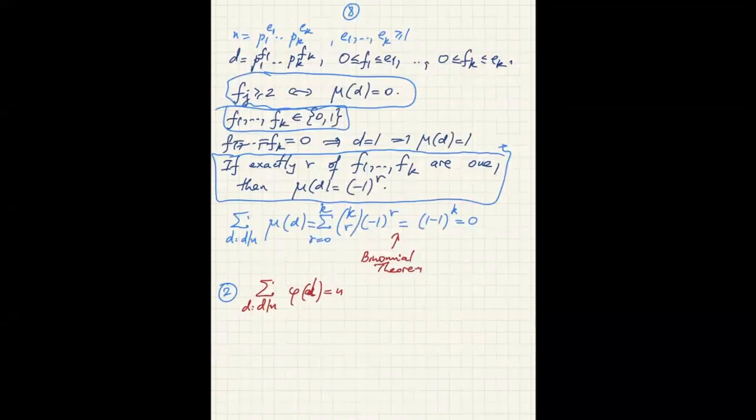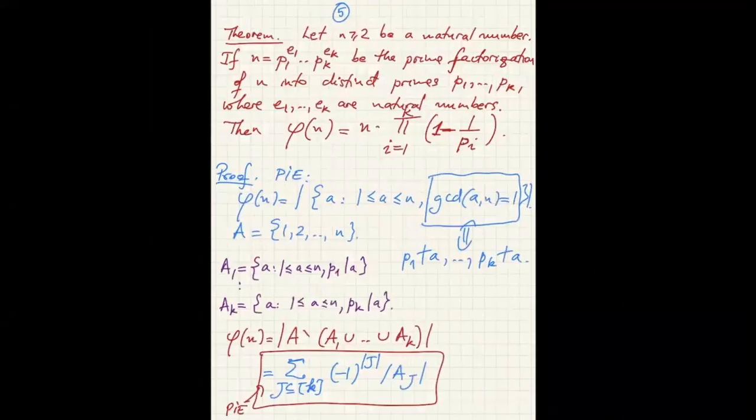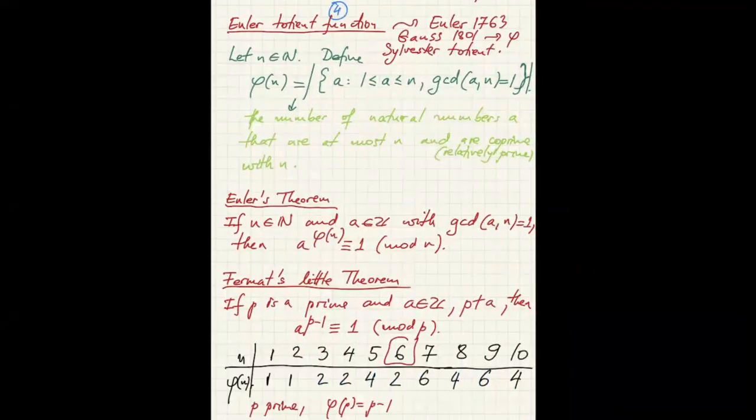The sum of phi of d over all d dividing n is going to give me n. So let's see here. If n equals 6, what are the divisors of 6? They're going to be 1, 2, 3, and 6 itself. And the result states that if I sum up phi of 1 plus phi of 2 plus phi of 3 plus phi of 6, I'm going to get the 6 that I started with.